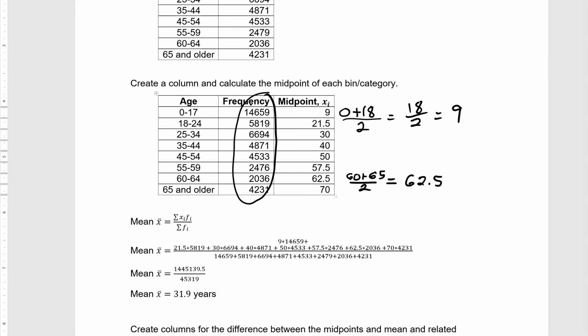All right, so the calculation for my mean is kind of long, and I'll let you read through that. Essentially what I did is I took the midpoint and I multiplied it with the frequency of each bin. I added all those results together to get the numerator. The denominator is the sum of all these frequencies. The mean calculation ended up giving me 31.9 years. That means the average age of a person living in poverty is 31.9.